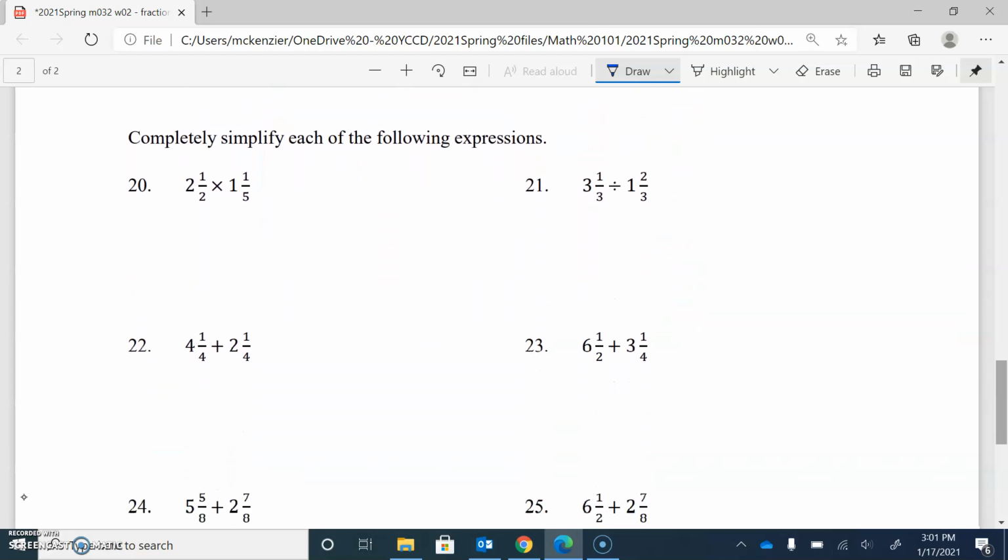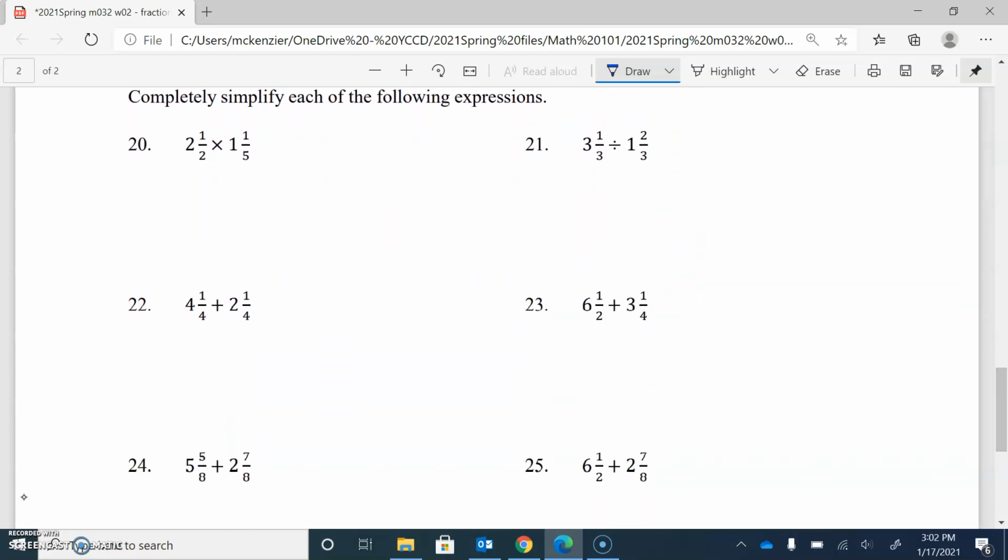And for these last few, they're particularly messy. So for problem number 20, and also for problem number 21, we're going to first change things into improper fractions and then work with them. So 2 1/2 becomes 5/2 times, and then 1 1/5 becomes 6/5. The 5s cross cancel, and the 2 cancels with the 6, and in the end, all that's left is a 3.